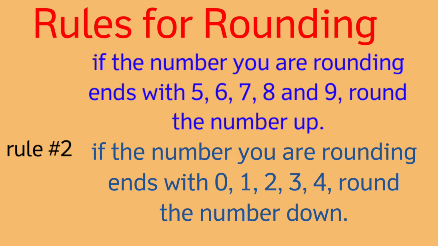Rule number 1. If the number you are rounding ends with 5, 6, 7, 8, 9, or more than 4, round the number up. Rule number 2. If the number you are rounding ends with 0, 1, 2, 3, 4, or less than 5, round the number down.